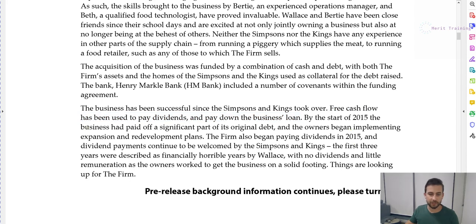By the start of 2015, the business had paid off a significant part of its original debt, and the owners began implementing expansion redevelopment plans. Okay, let's just copy this. So the firm had also begun paying dividends in 2015, and the dividend payments continue to be welcomed by the Simpsons and Kings. Let's just copy this.